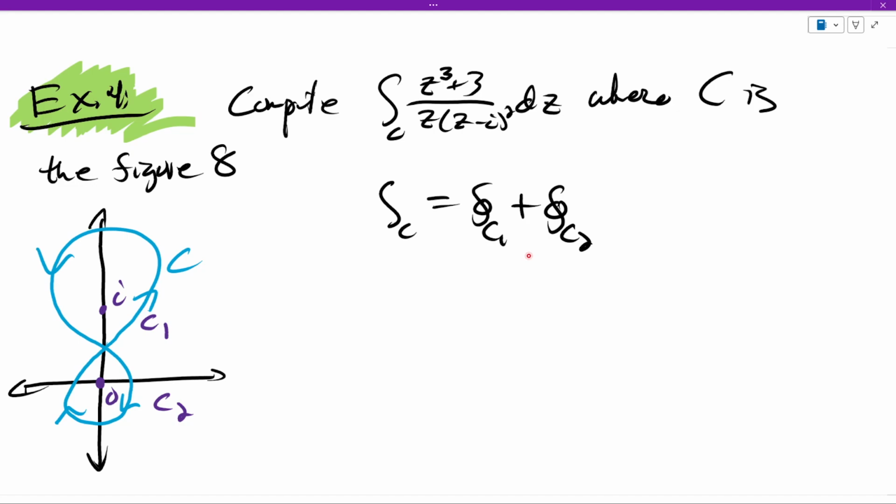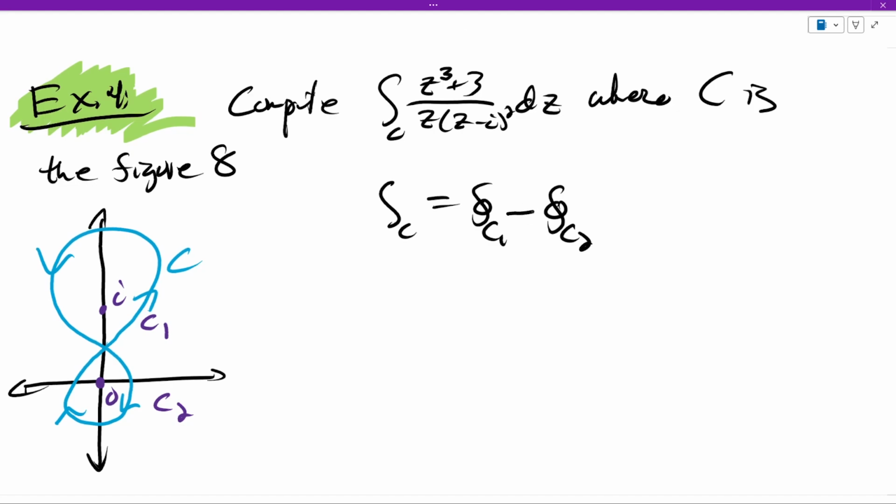All right, so in this figure 8, we can break it up into two pieces. We can have C1, which goes the correct way, counterclockwise, and then C2 is the incorrect, well, it's the opposite way, so it's clockwise. So I have a mistake here.